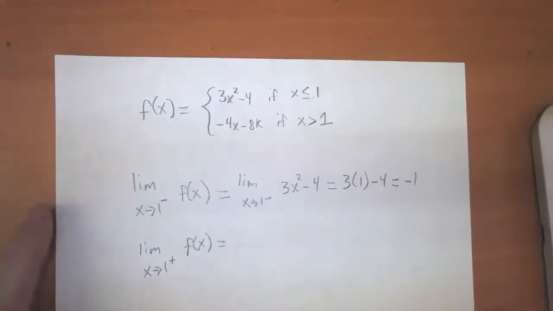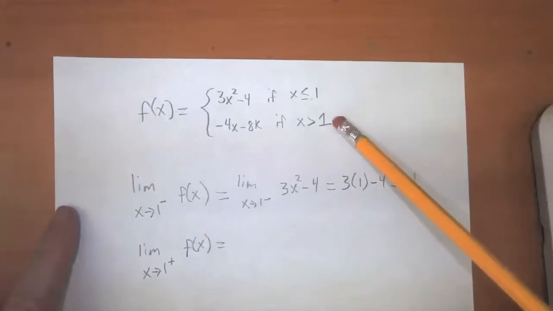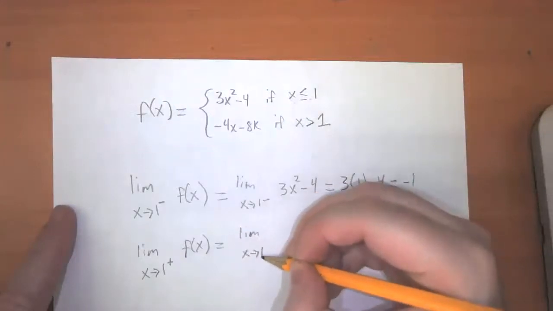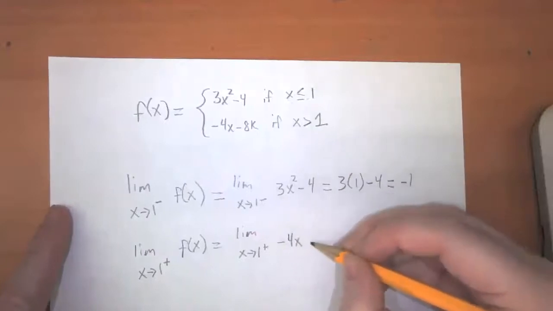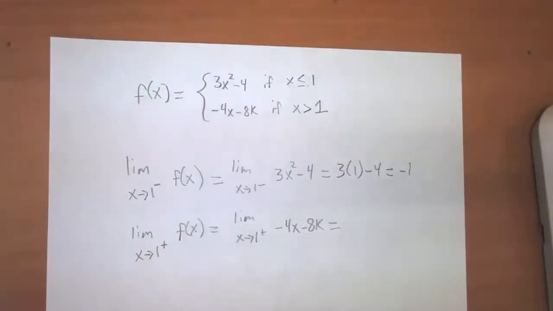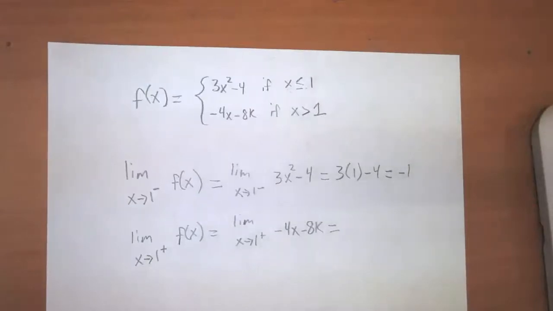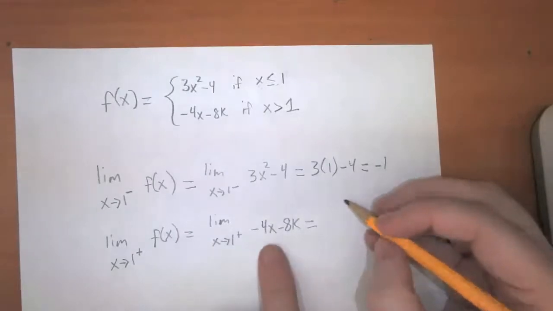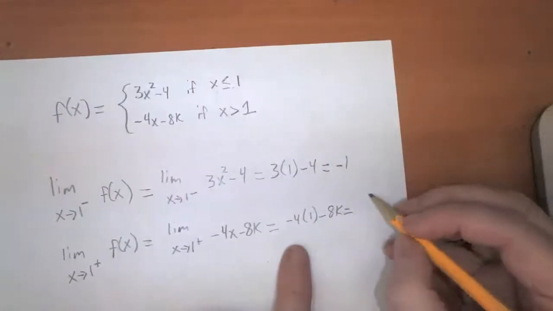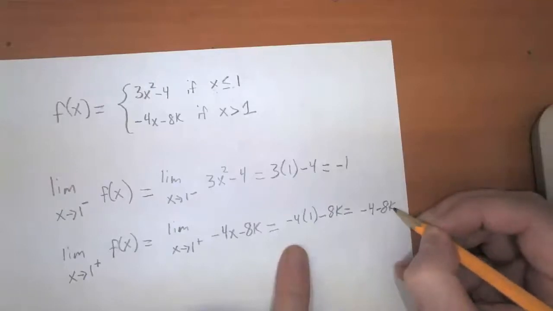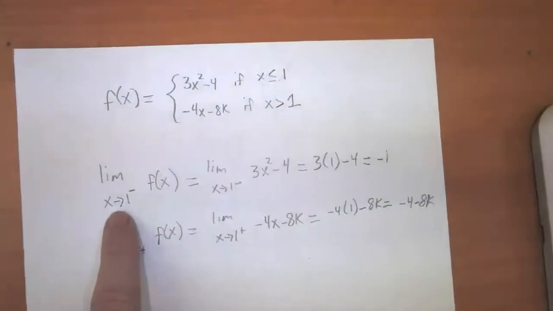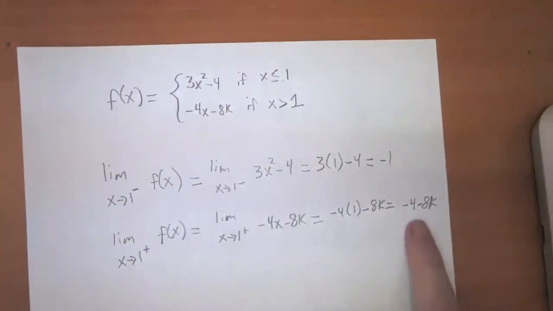Well, if x is a little bit more than 1, we're going to use the second rule, because this is the rule that you use when x is more than 1. So this is the limit as x approaches 1 from the positive side of negative 4x minus 8k. And once again, we can just substitute 1 in for x, because that's going to give us an expression that is not undefined or indeterminate. So that's negative 4 times 1 minus 8k, which is equal to negative 4 minus 8k. All right, so that's very interesting. So our limit from the negative side is this, our limit from the positive side is this.